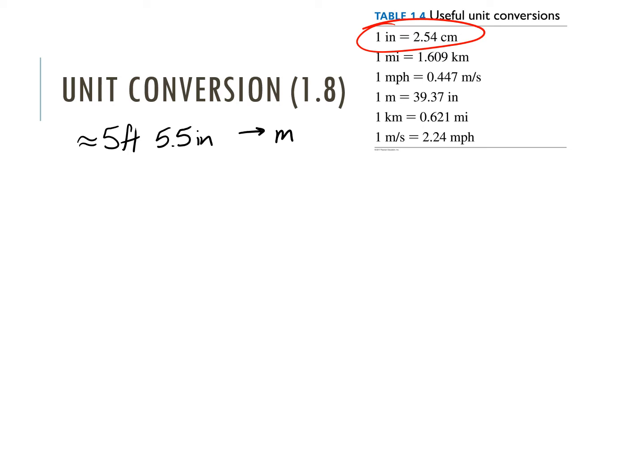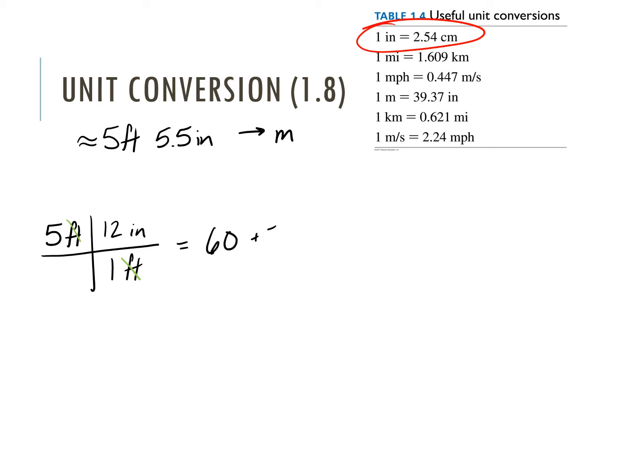So the first thing I'm going to do is make sure that all of my values are in inches. So I have 5 feet. I need to multiply this by 12. So the way we can do this is 1 foot is 12 inches. And so what's going to happen with this type of formatting is the feet are going to cancel out, and my resulting answer is going to just be in inches. So 5 times 12 is 60.